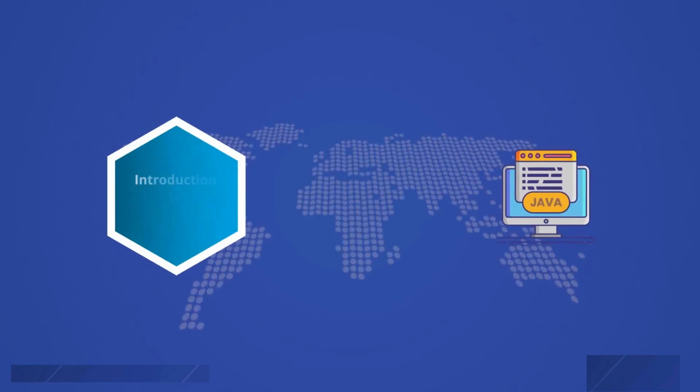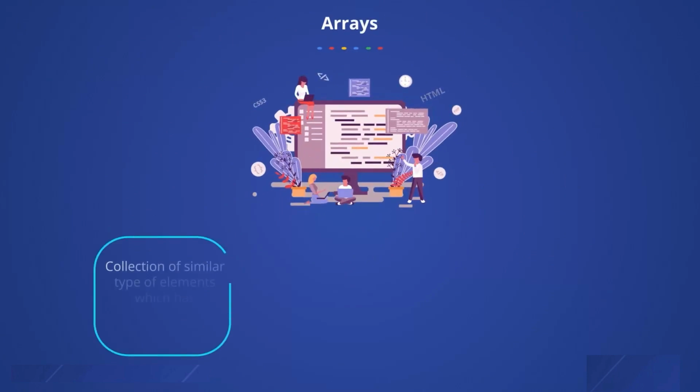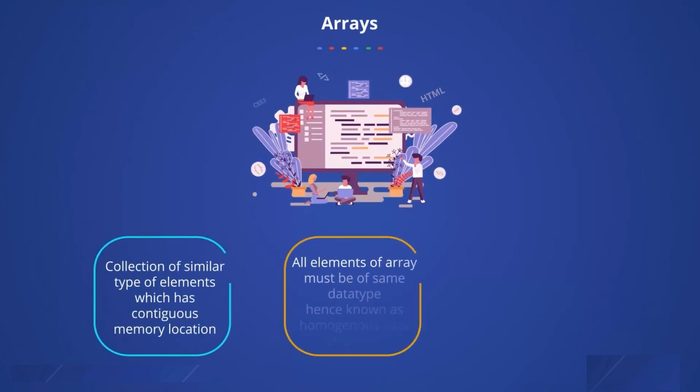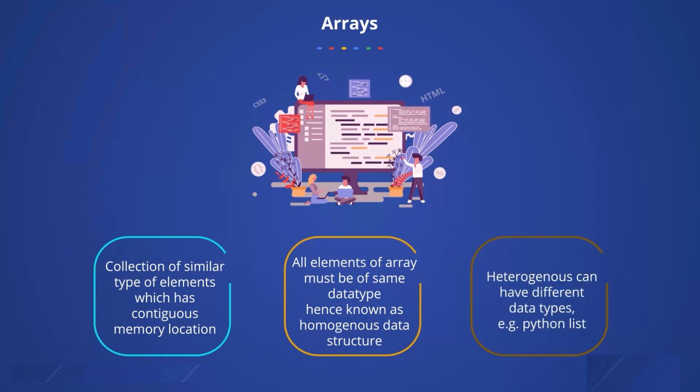Let's talk about arrays. What exactly are arrays? It's basically nothing but a collection of similar type of elements. Another term for similar type is homogeneous. There is another kind of data structure which is called heterogeneous. That means they can have different data type elements, which is more like a Python list. They all look like arrays, but they can have different data type elements.